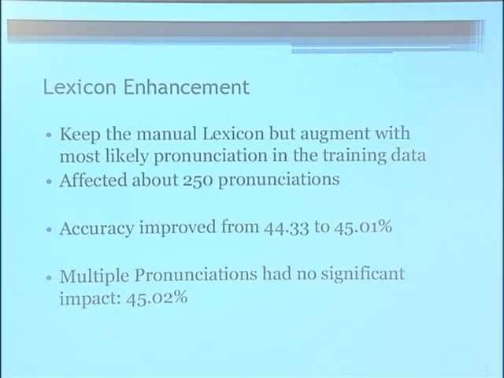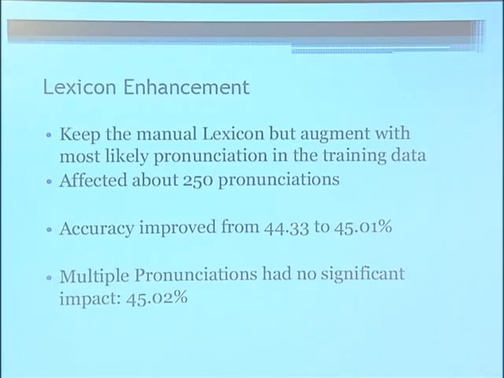Oh, by the way, I forgot about this one. We did another experiment where we said that we would keep all the 62,000 words that we know for English and just see if we can add a few more pronunciations to improve the lexicon. And we used G2P to generate a whole lot of alternates and did a forced alignment to add those alternates to our system. That affected about 250 pronunciations.